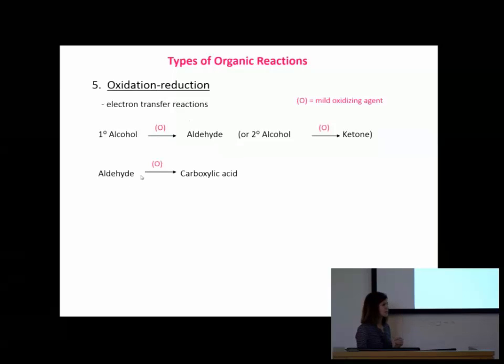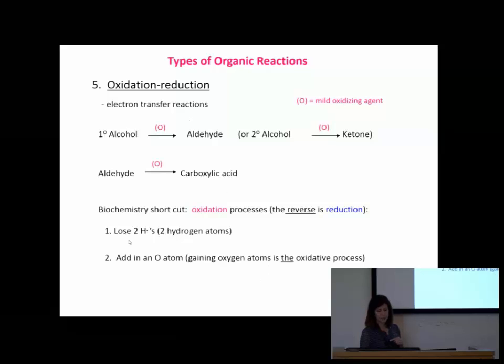So primary alcohol gets oxidized to an aldehyde. Aldehyde gets oxidized to a carboxylic acid. So what you're doing is you're going from a carbon-oxygen single bond to a carbon-oxygen double bond and removing hydrogens here. Aldehyde, you're adding in another carbon-oxygen bond here for the carboxylic acid. So again, this is our shortcut. It doesn't have to be two hydrogen atoms. You're losing hydrogen atoms. It doesn't have to be two.